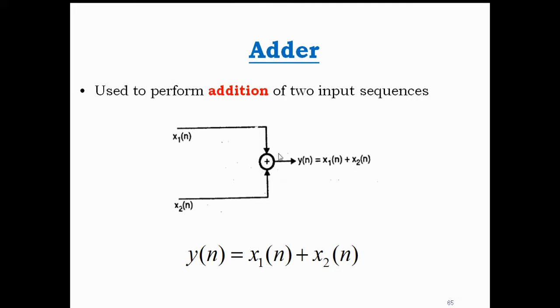You can see the two arrows of x1 and x2 are given to this particular symbol, a plus sign in a circle, considered the adder symbol. After addition of the two signals x1 and x2, ultimately you will get an output y of n. So y of n is equal to x1 of n plus x2 of n. It is quite logical. Whenever we define any system and you see this type of symbol in it, keep in mind that it is an adder, used for addition of two different input signals. The final output is y of n equal to x1 of n plus x2 of n.